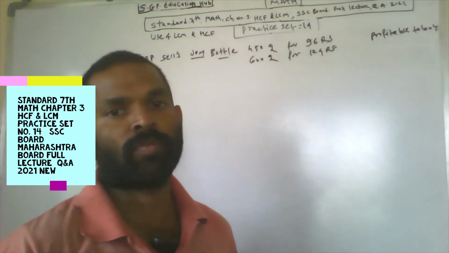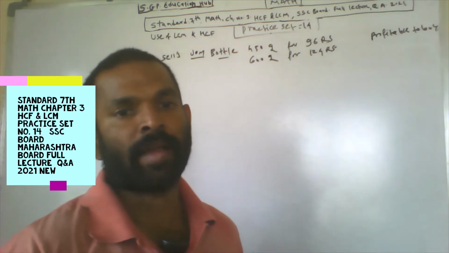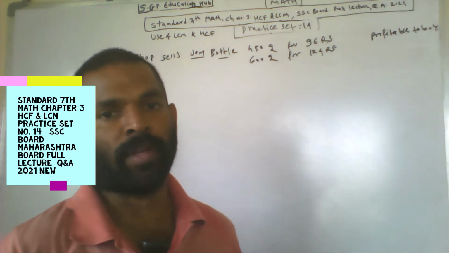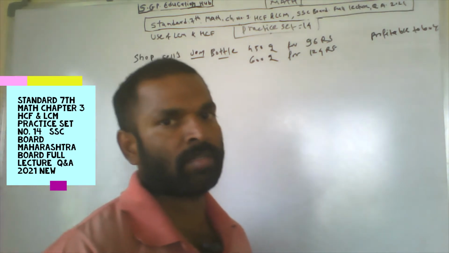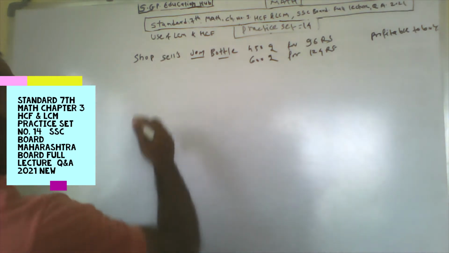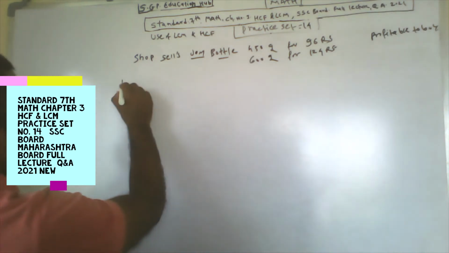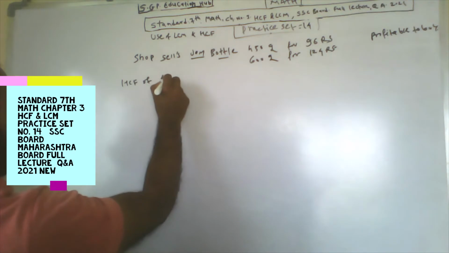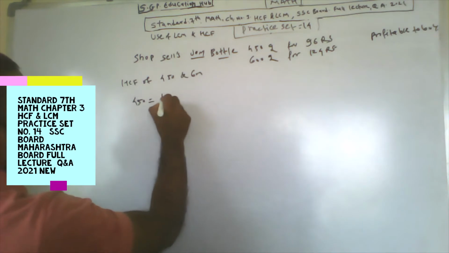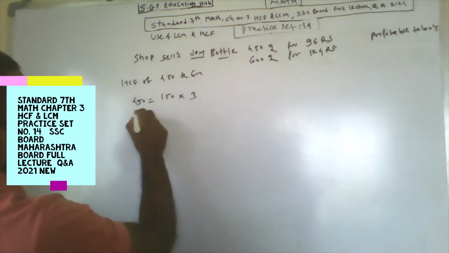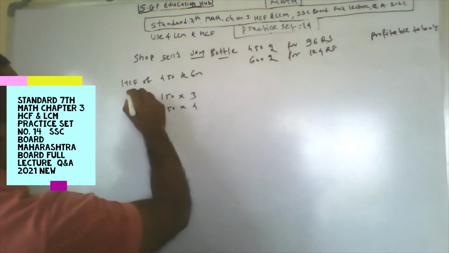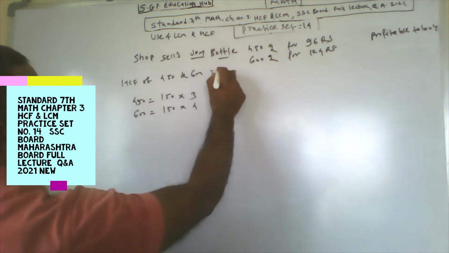We divide the price by the gram values and find the 1 gram price, then compare both prices and find out which is profitable to buy. But in this set, we are going to find out with the help of HCF. Just find the HCF of 450 and 600. 450 is equal to 150 into 3 and 600 is equal to 150 into 4. So the HCF is 150.